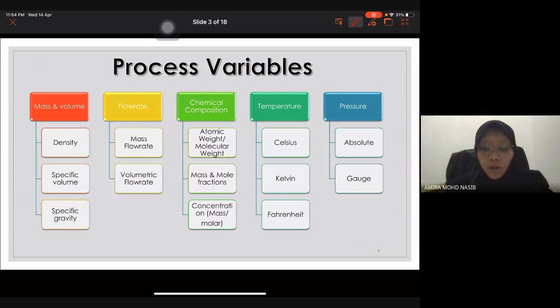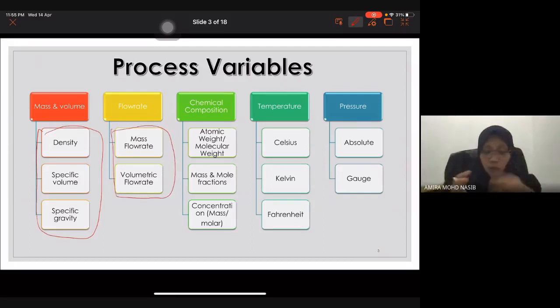So in every process we have process variables. What are the process variables? There are a lot of process variables. Basically we can divide them into five, which are mass and volume, flow rate, chemical composition, temperature, and pressure. These have different units that we are going to use. So we are going to go into detail one by one.